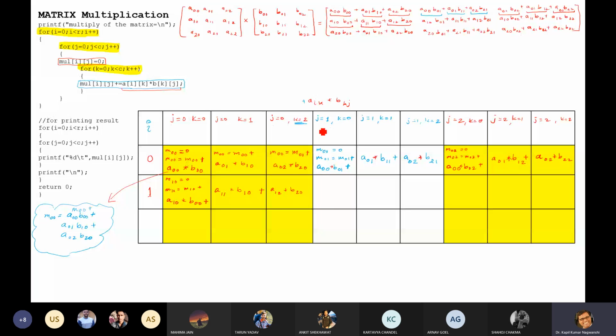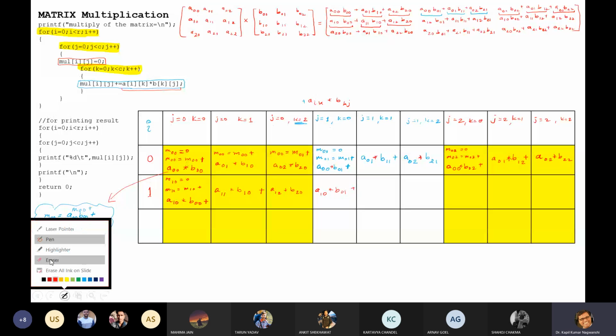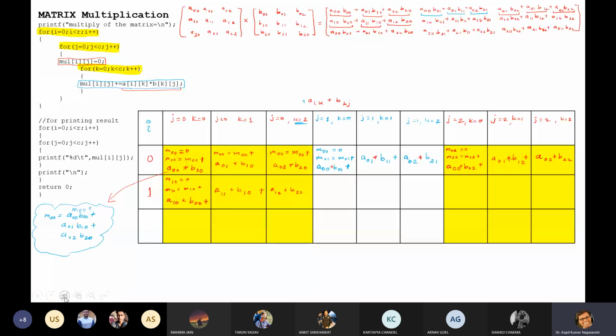K is completed, so j is again incremented to 1. So let us write a ik, I is 1 and k is 0 multiplied by b kj 0, 1 plus. One more important thing: whenever the value of j is changed, then what will happen? Whenever we are changing the value of j, the first step is coming necessarily. So what is our first step?